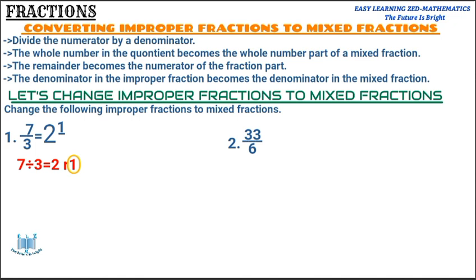Now, to find the denominator, I'll go to point number 4, which is saying the denominator in the improper fraction becomes the denominator in the mixed fraction. So the same denominator we have in the improper fraction will be the denominator there. So we're going to write 3 there. That way we have now changed 7 over 3 to a mixed fraction, which is 2 1 over 3. 2 is a whole number, 1 is a numerator, and 3 is a denominator. So basically that's how you change improper fractions to mixed fractions.